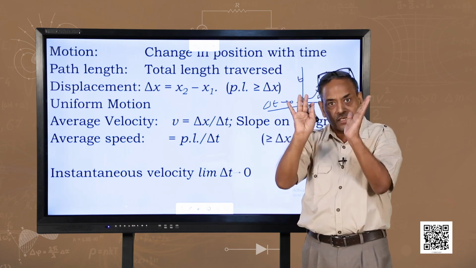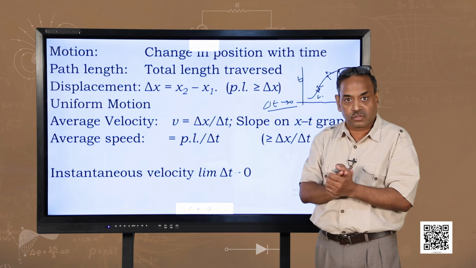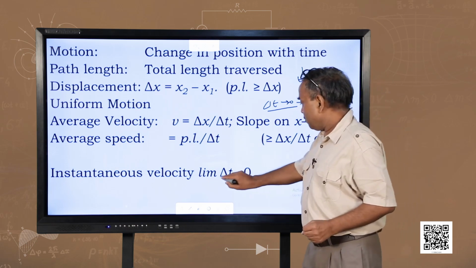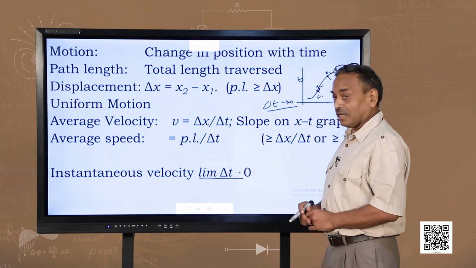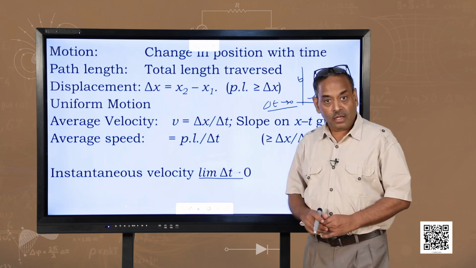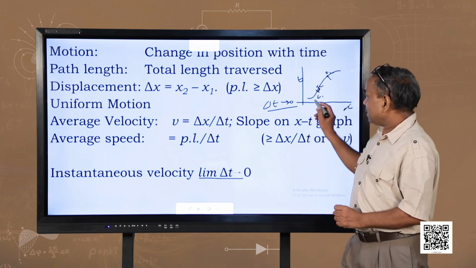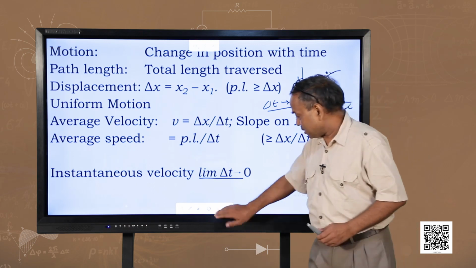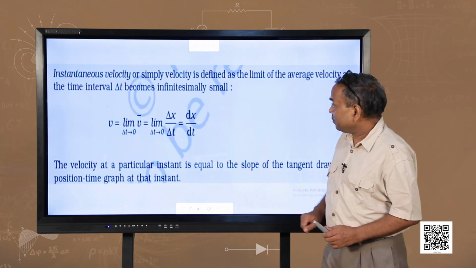You have studied all these things in class 9th while discussing force in your chapter. So, this is given when the limit delta t tends to 0. So, this shows you, my dear friends, the instantaneous velocity. Now let us see further.